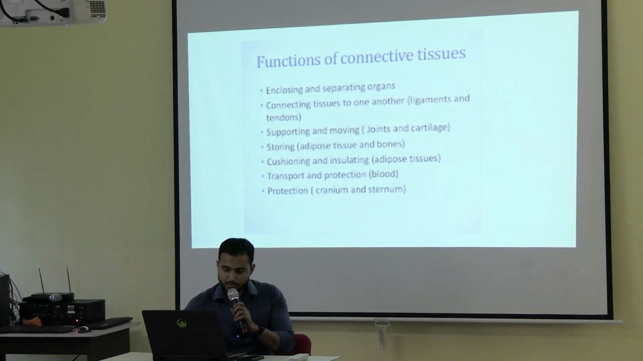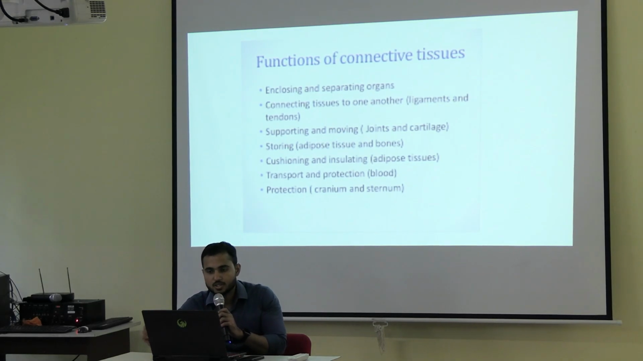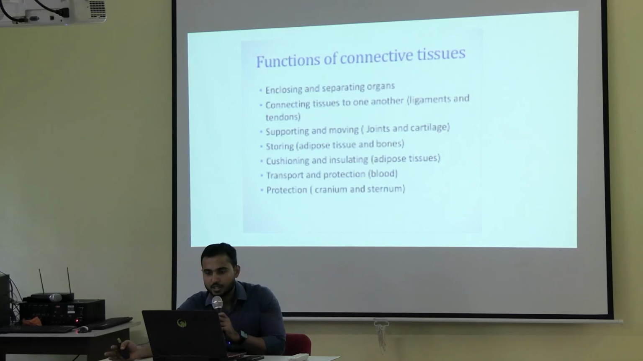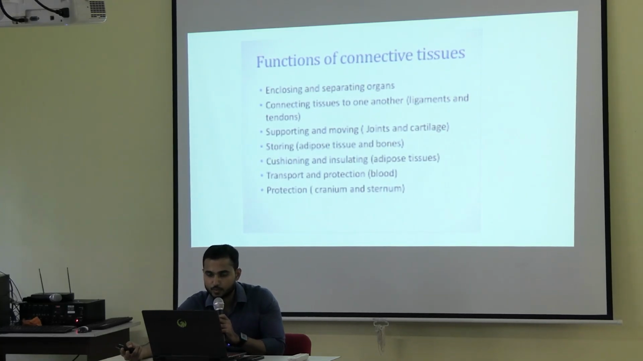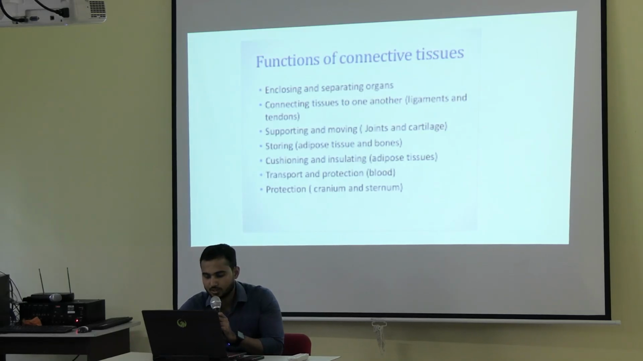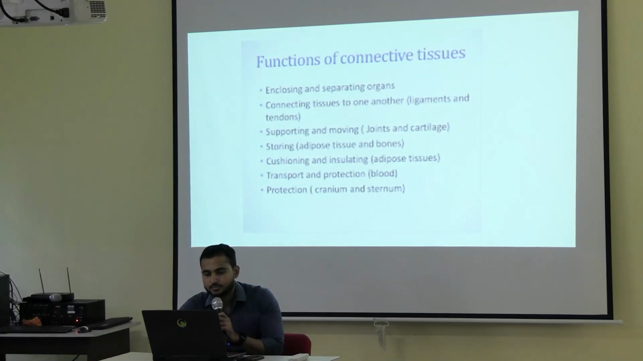Lastly, the functions of connective tissue. From the definition we have seen, the connective tissue will enclose an organ, separate an organ, connect different structures, support, help in movement, help in storage, provide a cushioning effect, transportation, protection, etc. These are the different functions of connective tissue. Okay, so up to this much we have discussed, and I have done the revision again.